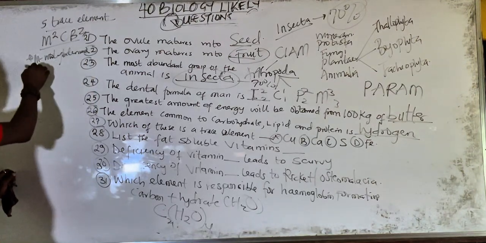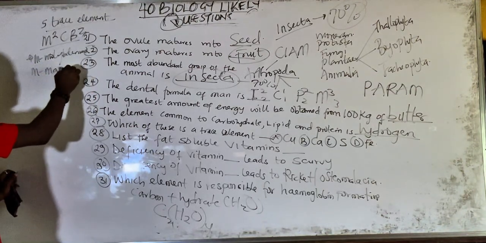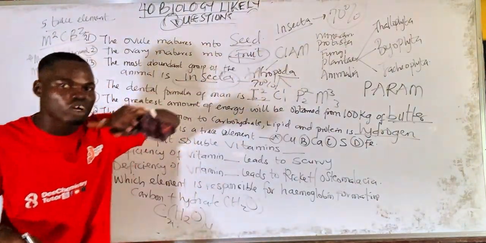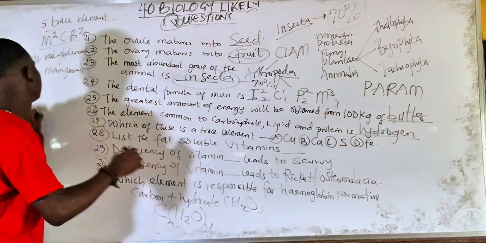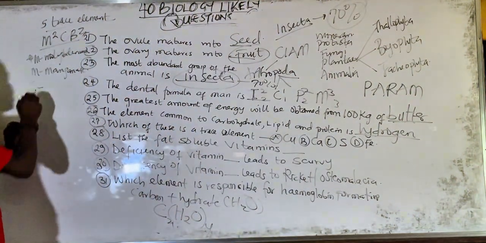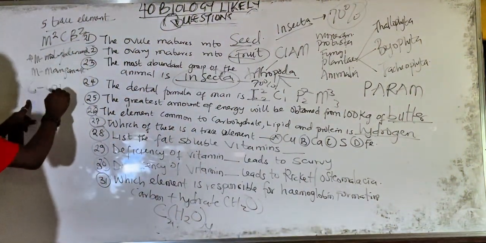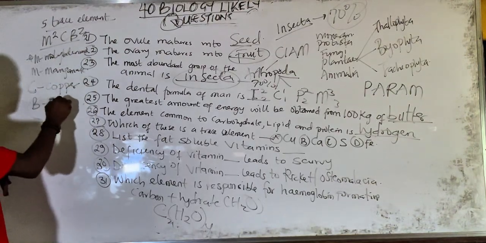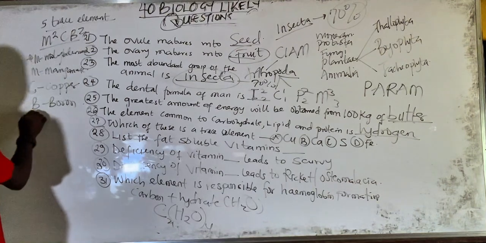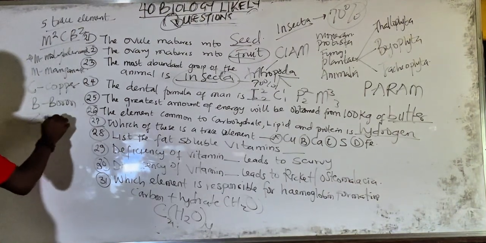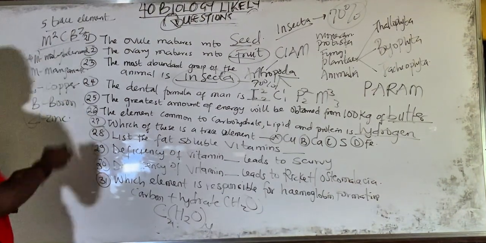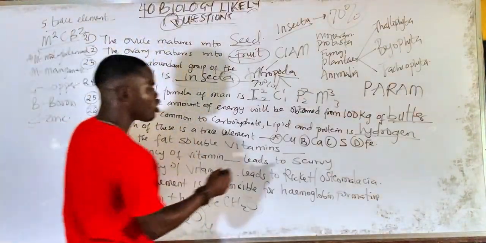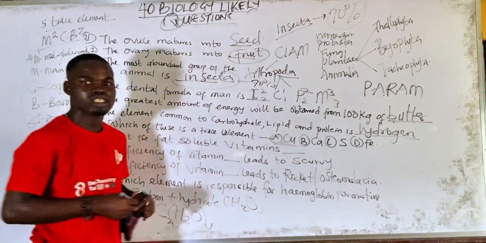Molybdenum. The second M is manganese. Now don't confuse this with magnesium, which is a macro element. The next one is C. Now this is not calcium, this is copper. The next one is B, which is boron. Then the next one is Z, which is zinc. So these are the 5 trace elements needed in small quantity. So the answer to this question is copper.